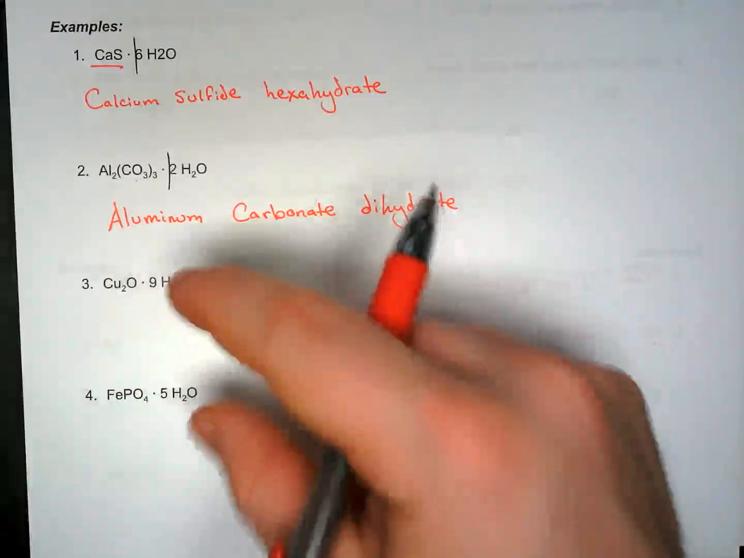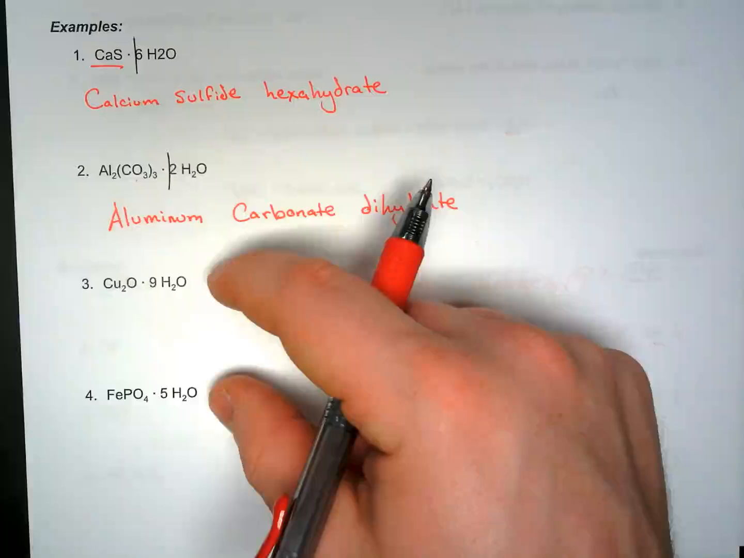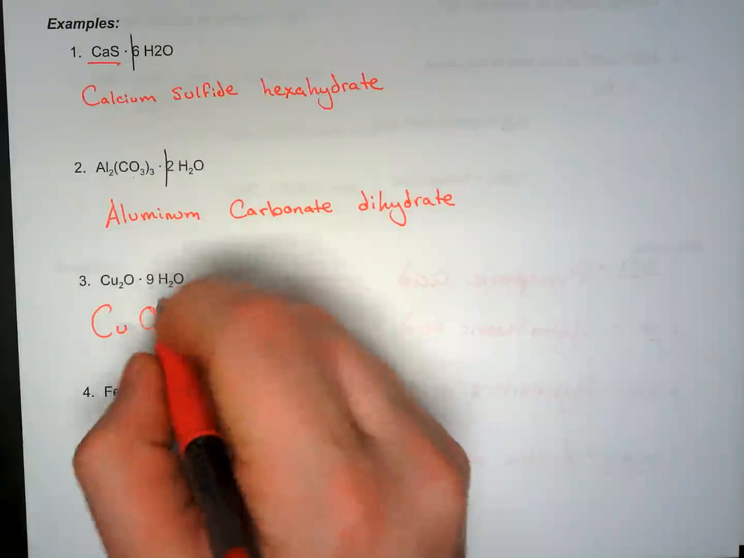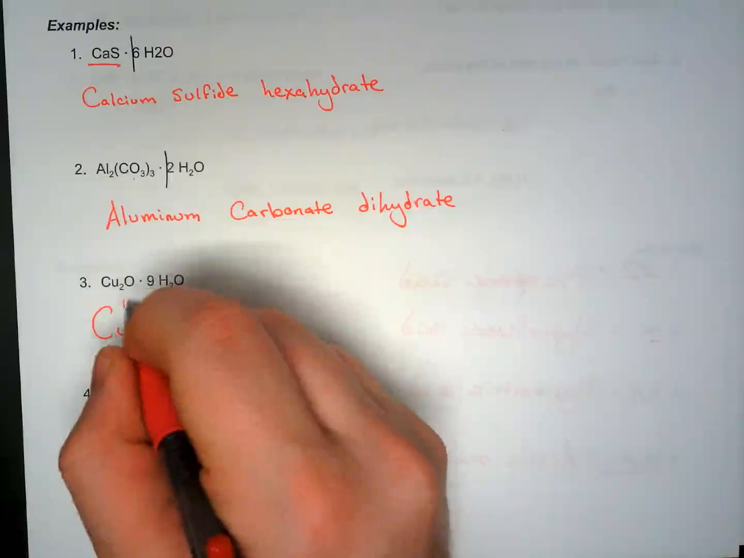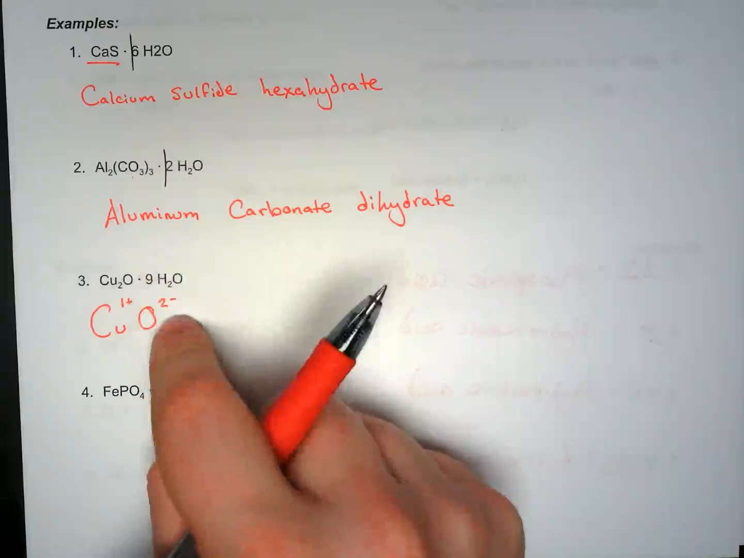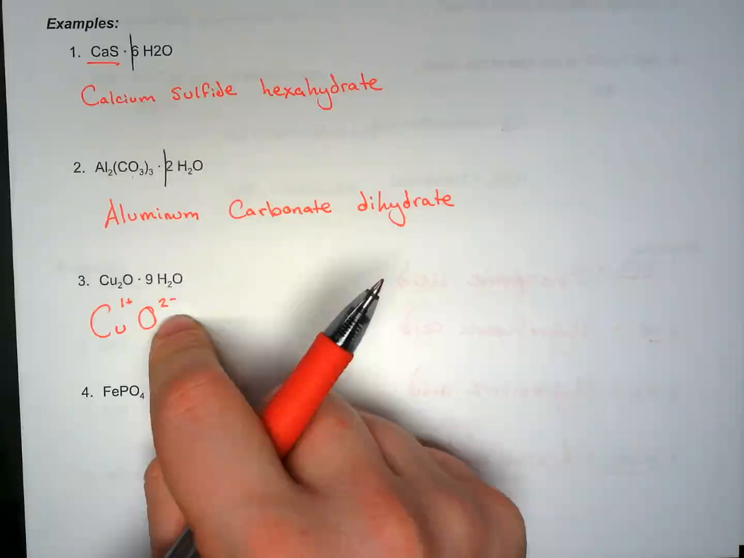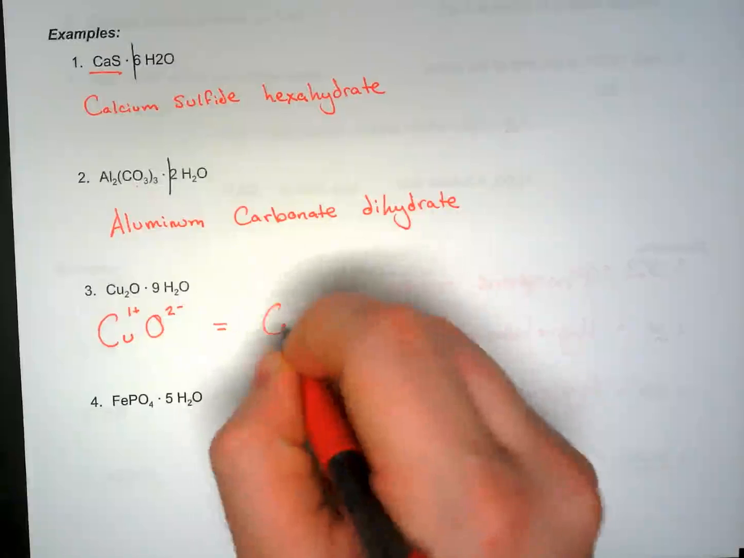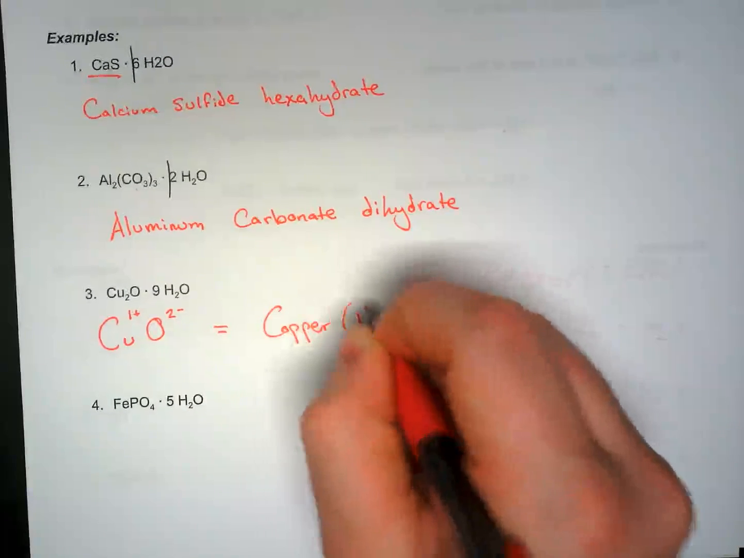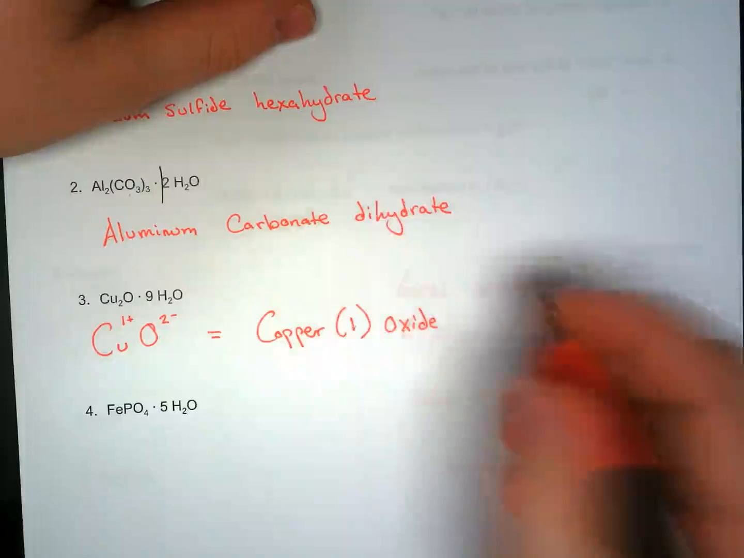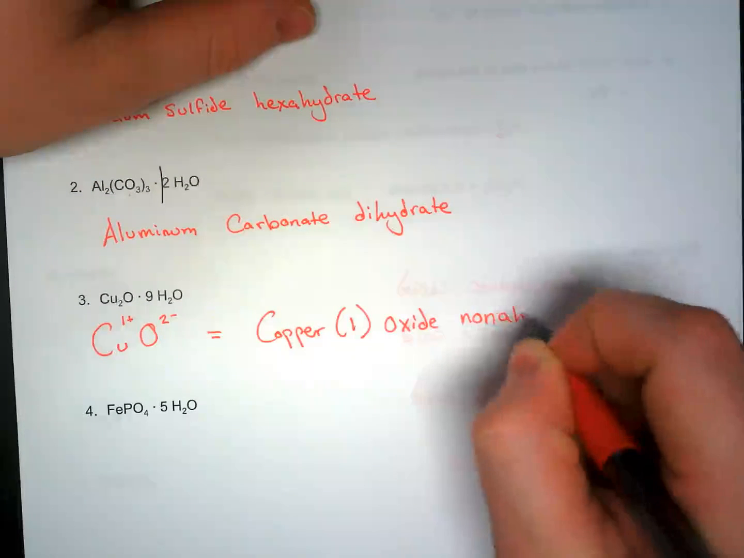Okay, so now these 2 are going to take a little bit more work, as you probably saw. So here I'm going to do some reverse crisscross. So this is 2 negative because of course it's going to go up top. So if it's 2 negative for the oxygen, that means that we're good. Oxygen's charge is 2 negative. So it looks like it's going to be copper 1. So we've got copper 1 oxide. And it looks like we've got 9, so that's nonahydrate.